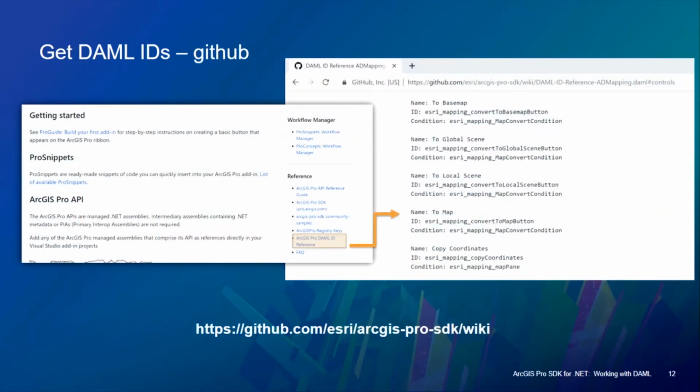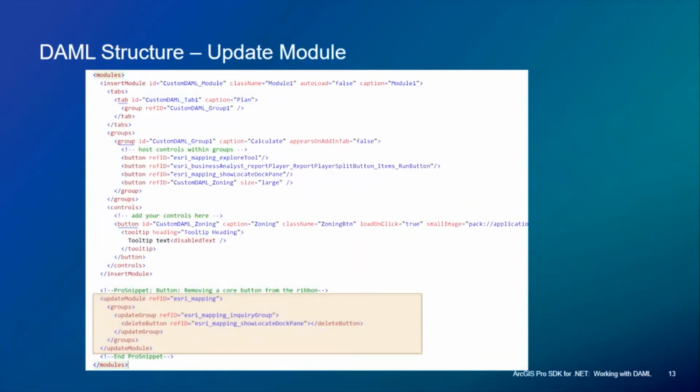Another way to get the DAML IDs is through our GitHub documentation. On the GitHub wiki page, if you scroll down to the very end, there's a section called ArcGIS Pro DAML Reference. With that, you can go through the DAML IDs of every class that we have, like mapping, geoprocessing, geocoding, and go to the IDs specifically to the command that you're looking for. Once you have these, it's easy to just reference the ID of the command that you want, and then you could remove it.